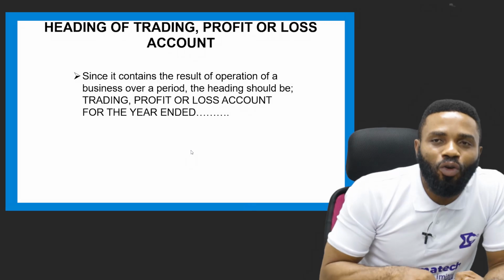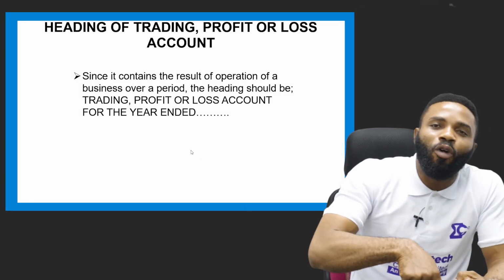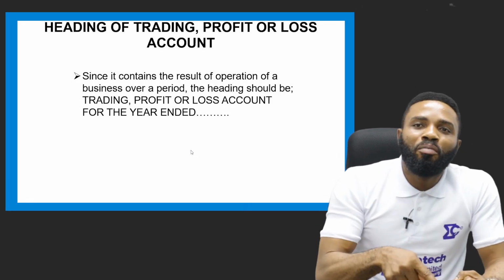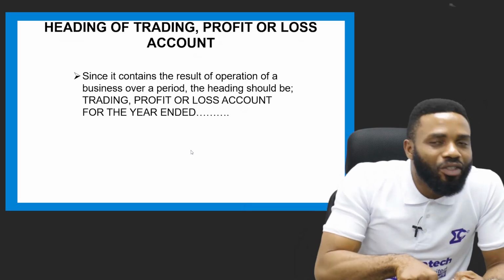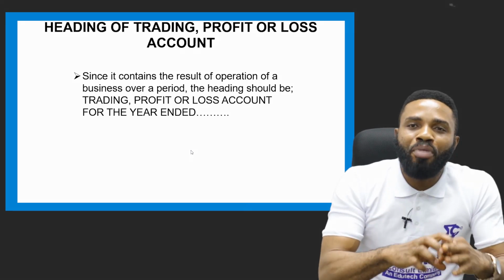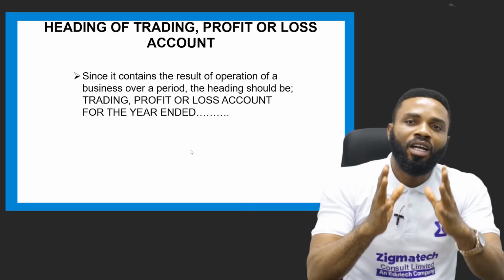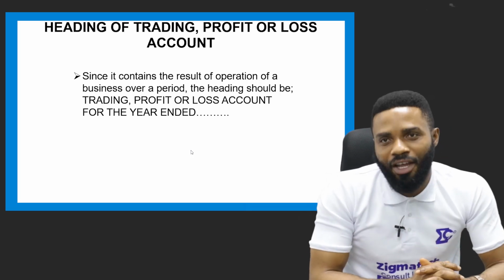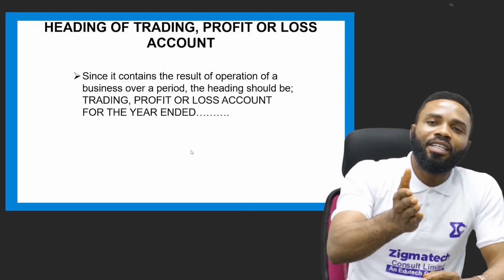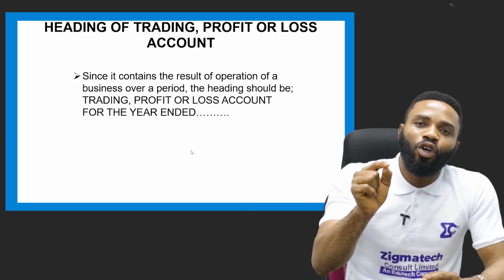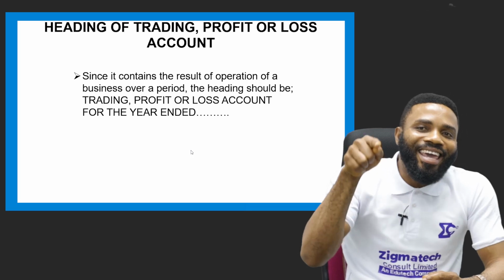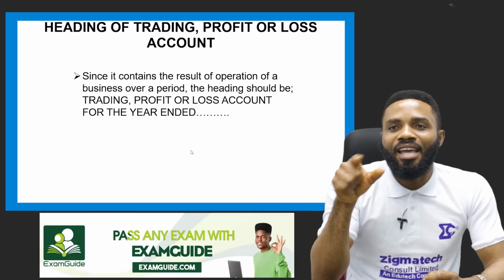Number one, it must contain the name of the account. Number two, it must contain the owner of the account. Number three, it must contain the period under which the account is prepared. So for trading profit or loss account here, it should be trading, profit or loss account for the year ended.